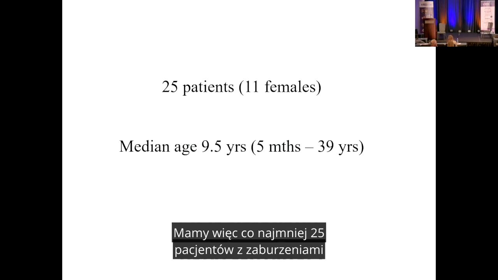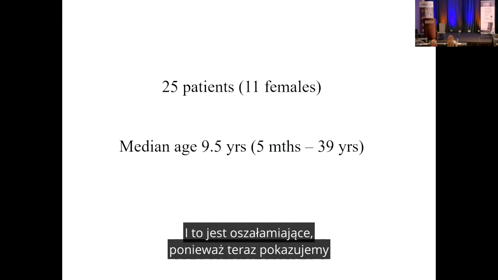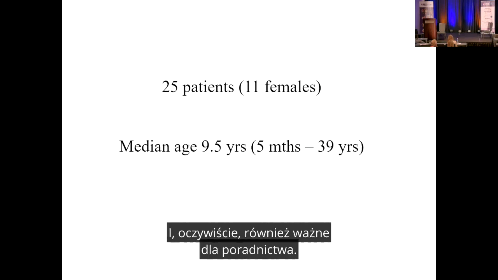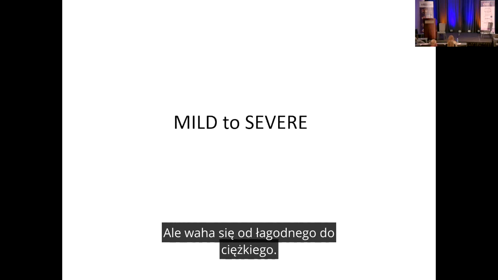We have at least 25 patients with GRIA-related disorders, 14 males and 11 females. This is mind-blowing because now we're showing that a lot of females can actually be affected. That's really cool, I think, and of course also important for counseling. The majority of patients are children. The average age is about 10. Some are much younger and some are older. As you see, there are some adults in their 30s. All have global developmental problems, but it ranges from mild to severe.